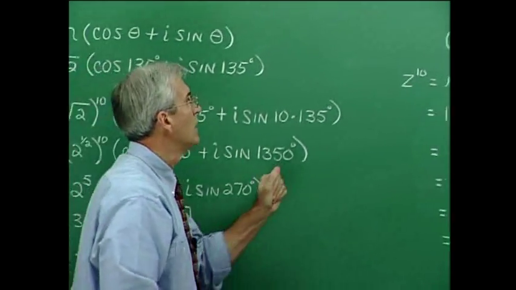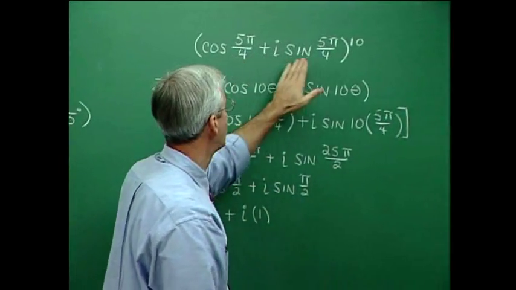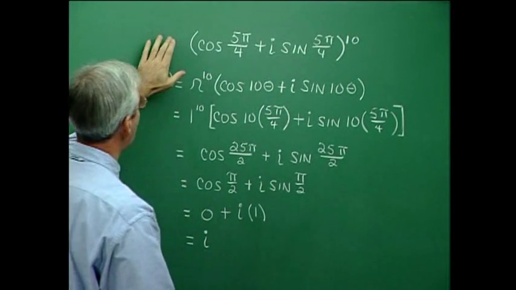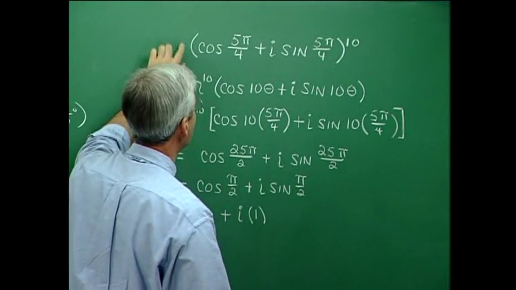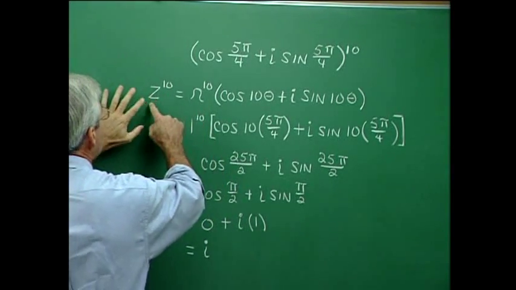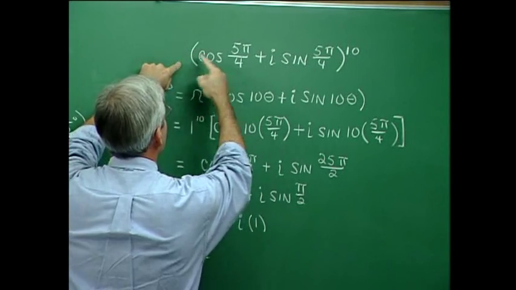Here's another one. Here, our complex number is already in trigonometric form. We're raising to the 10th power. We need to understand here that the r is understood to be 1. We could think of this as 1 to the 10th power. And so our z to the 10th, we're thinking of as the r times this.